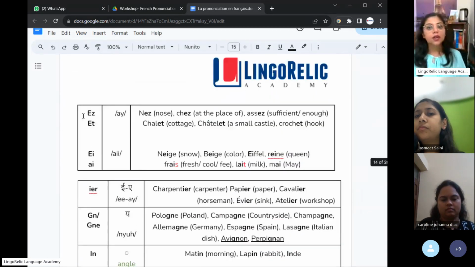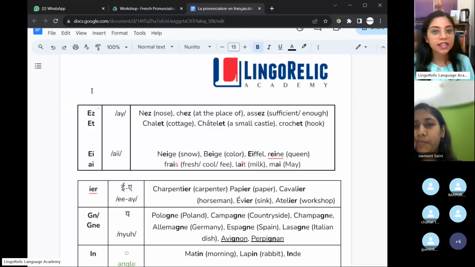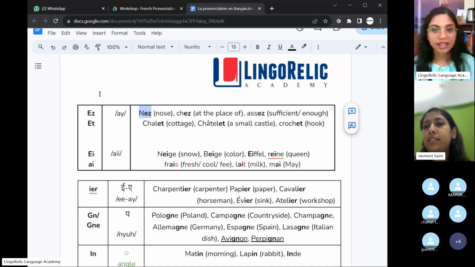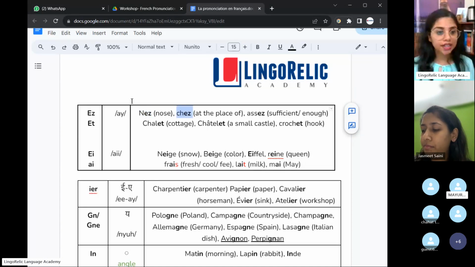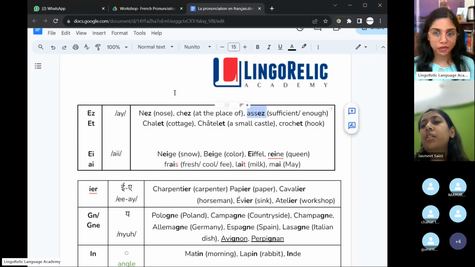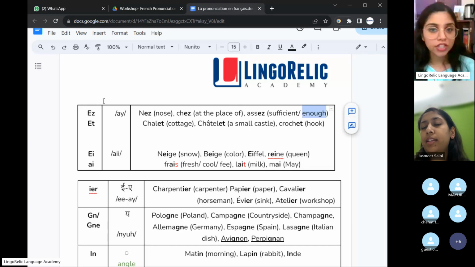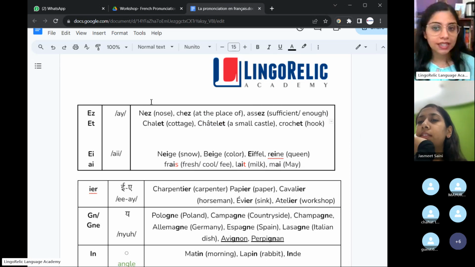Voila. Coming on to the further one, you have EZ and ET. For EZ, you have this word. What is this? So this is pronounced as nez. Yeah, nez, nose. Yes. Next one is chez. Chez is a preposition which means at the place of. Next one, assez. Assez means sufficient or enough. Then you have the ET sound, for which you have chalet. Chalet is a cottage. Then you have châtelet. Châtelet is a small castle. And you have crochet. Crochet, which is a hook.